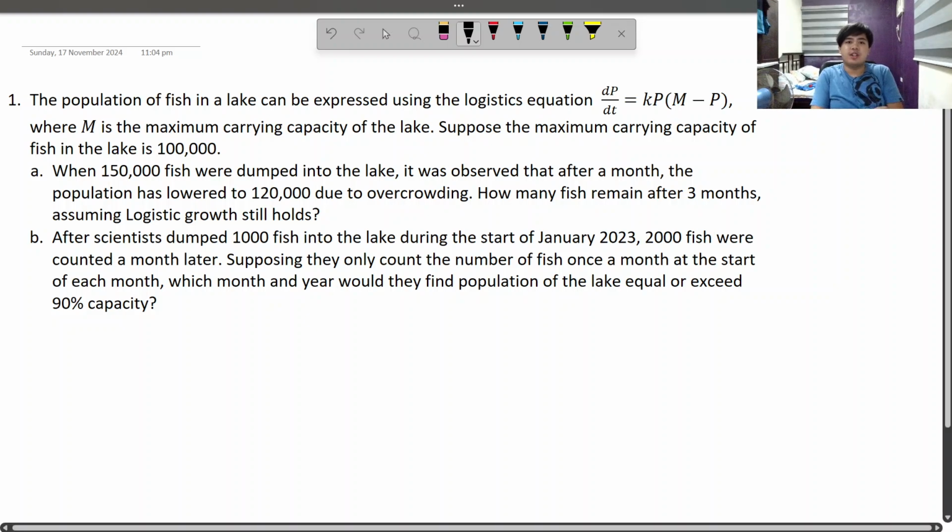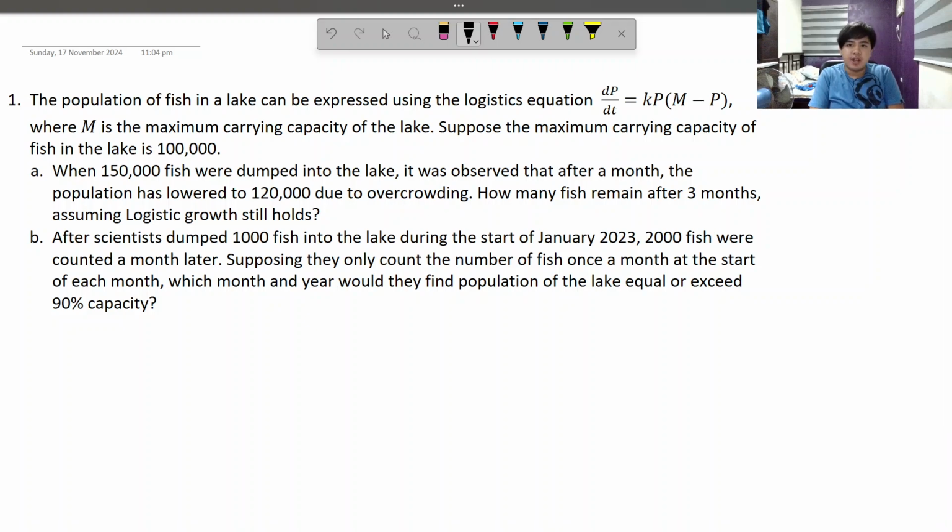The population of fish in a lake can be expressed using the logistic equation. The derivative of P equals Kp times M minus P, where M is the maximum carrying capacity of the lake. Let's discuss the logistic equation first.